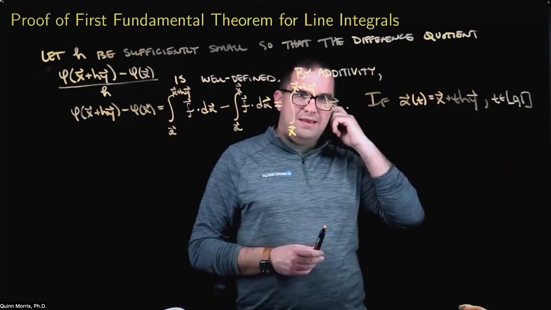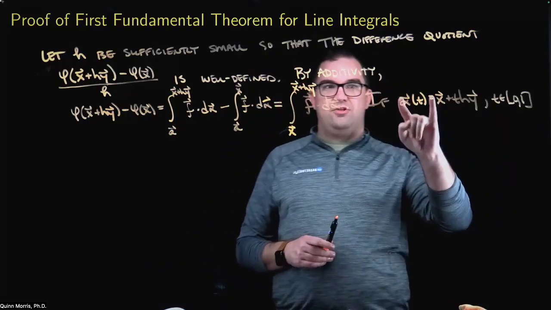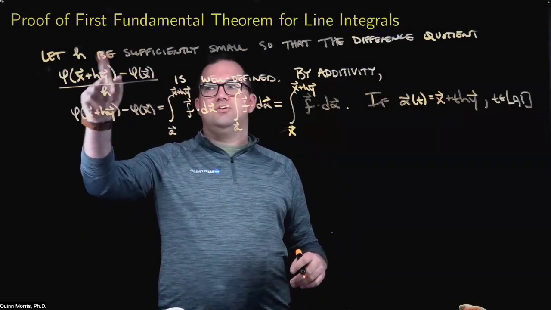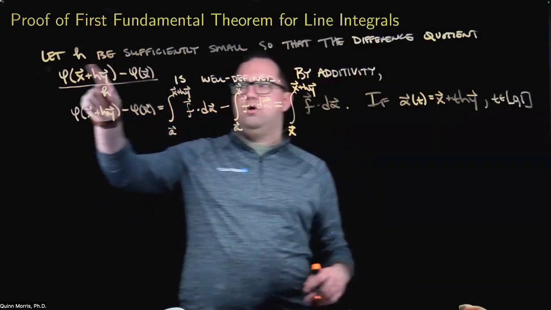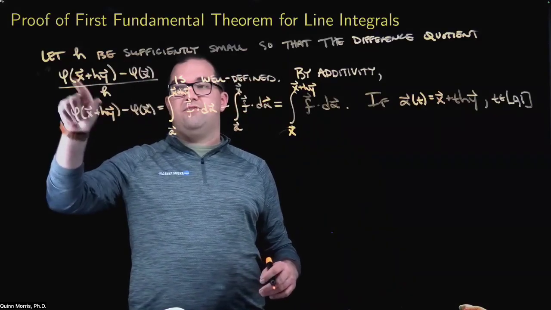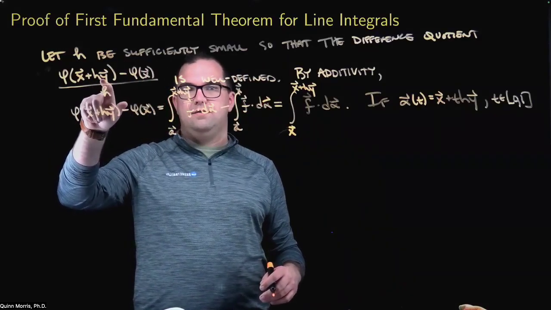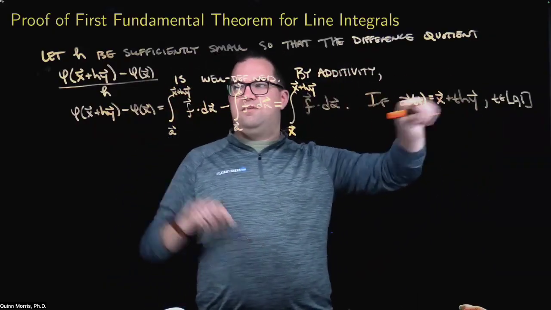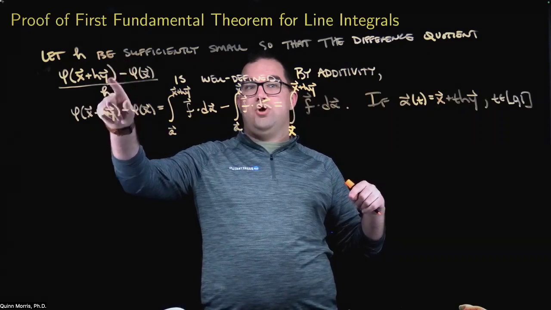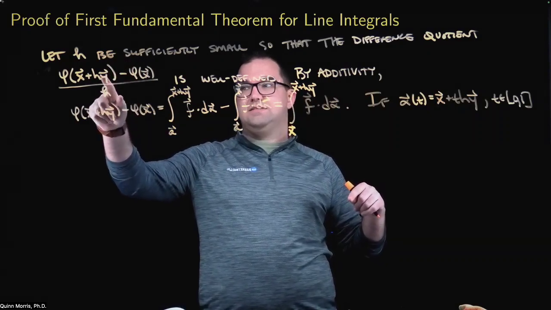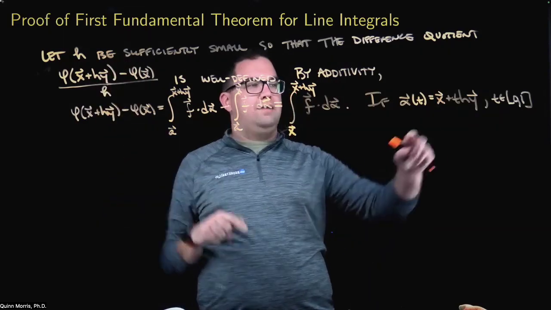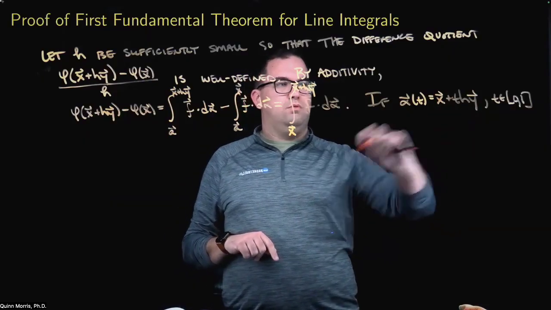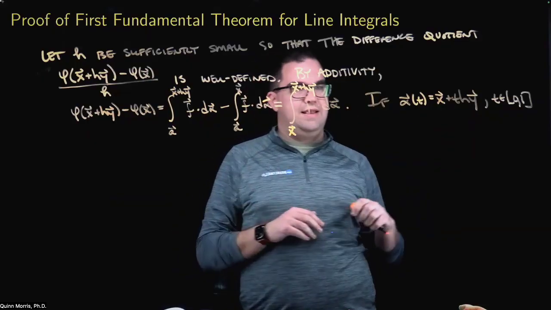Now, again, you might be concerned, how do I know this path lies in S? Well, this goes back to choosing h in the right way. If I choose h sufficiently small so that this difference quotient is defined for every y, the fact that x plus hy is in S for every y means that this path will be in S.